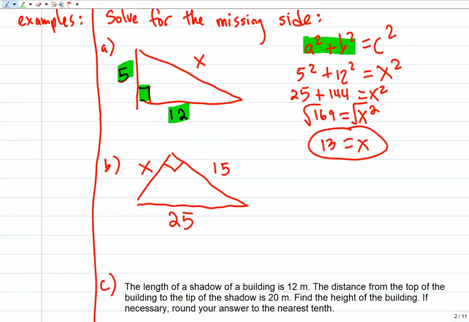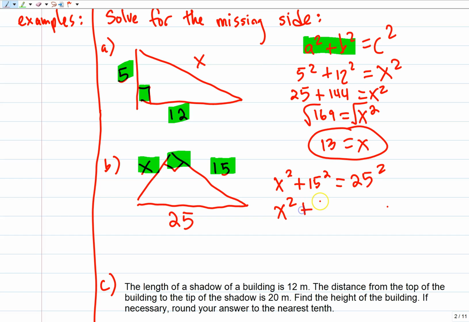On the next example, for the legs squared, the a squared plus b squared, it's not the 15 and the 25. It's the x and the 15, the smaller ones adjacent to the 90 degrees. So they're going to move this. Don't freak out about it. This just becomes x squared plus 15 squared is equal to 25 squared.